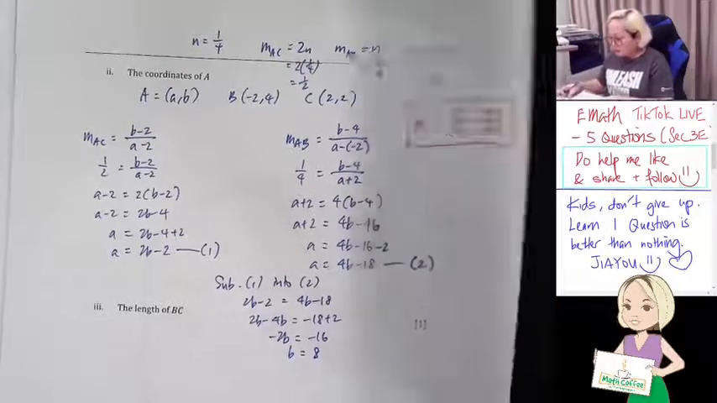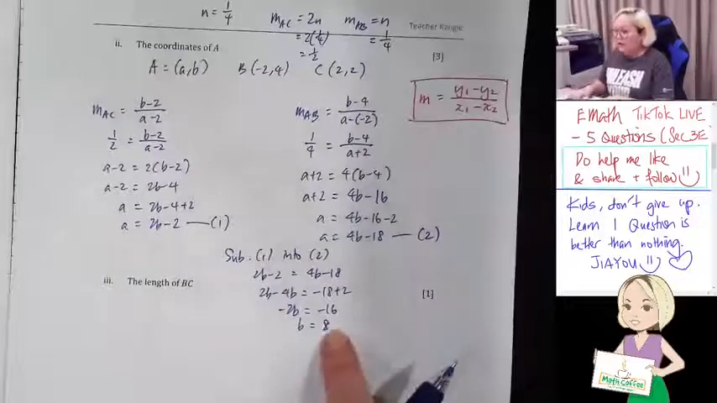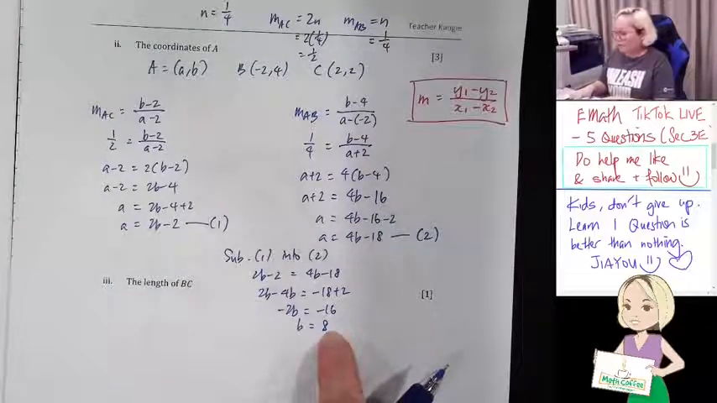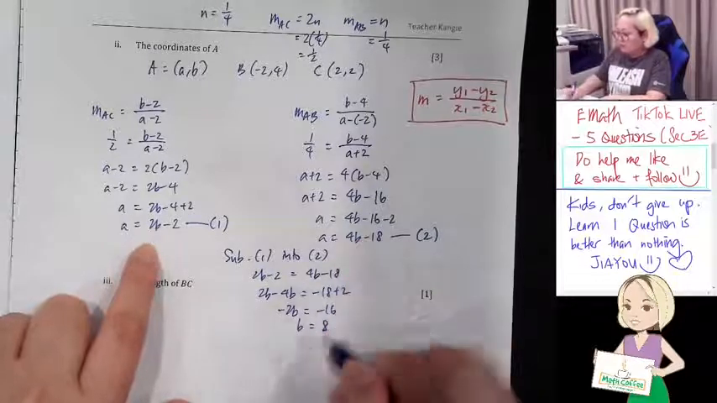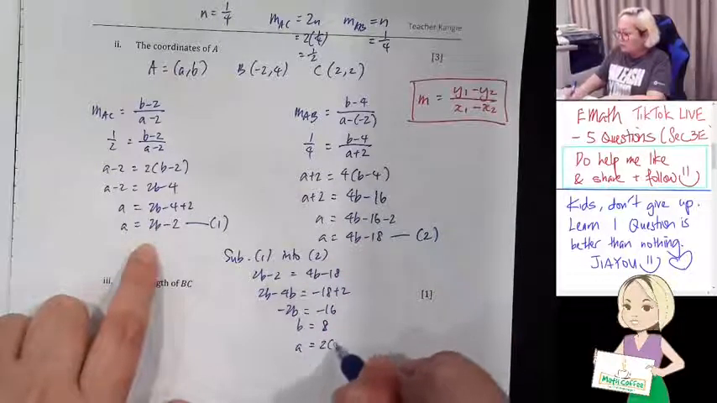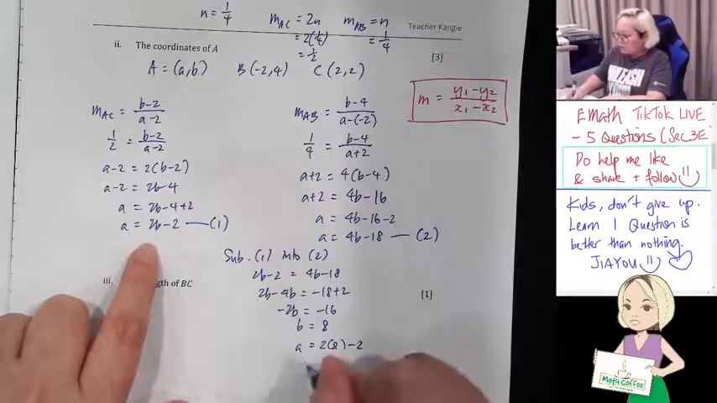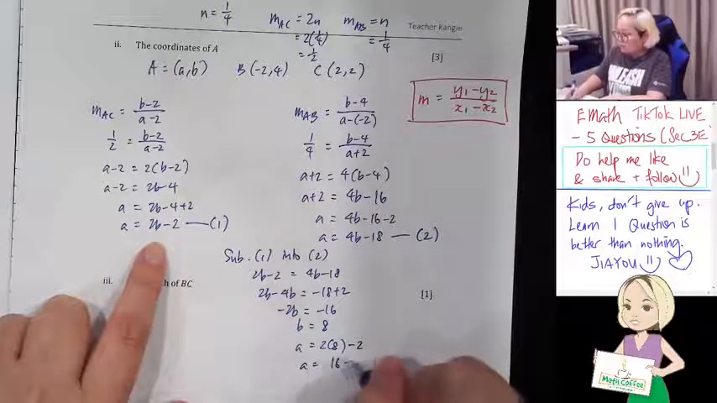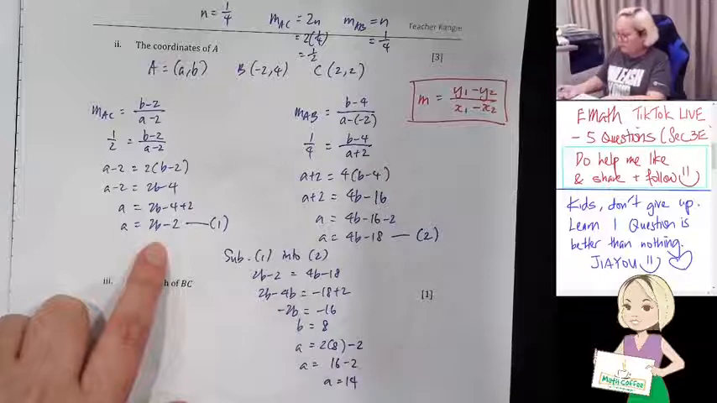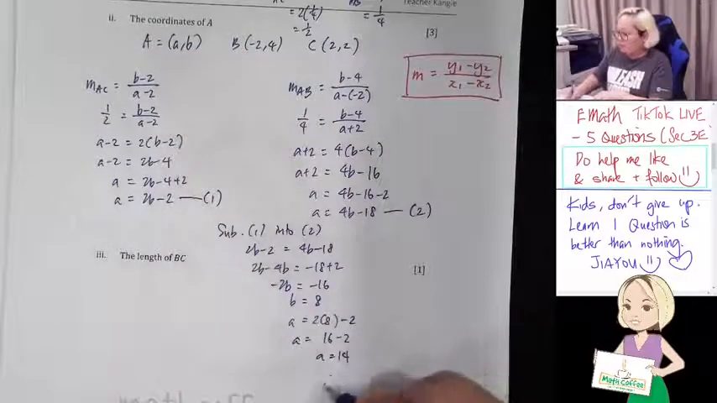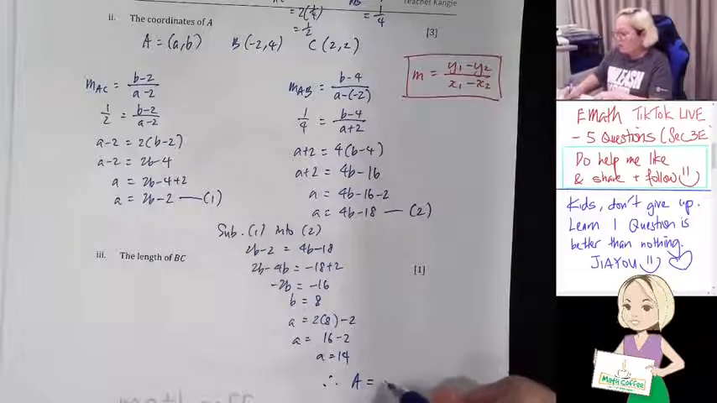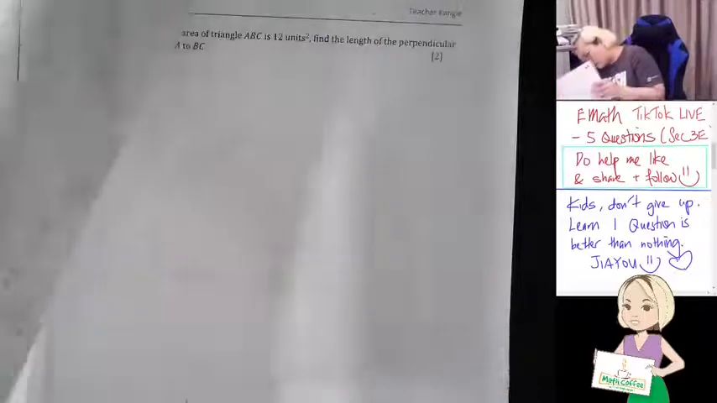So don't forget, you're not solving just B, you're supposed to solve A as well. For A, I can use this one or this one, it doesn't matter. You will get the same answer. So A equals 2B minus 2. A equals 16 minus 2. So A equals 14. Remember our coordinate is A comma B. So therefore coordinate A is 14 comma 8. Done. Let me check the answer. Yes, correct.